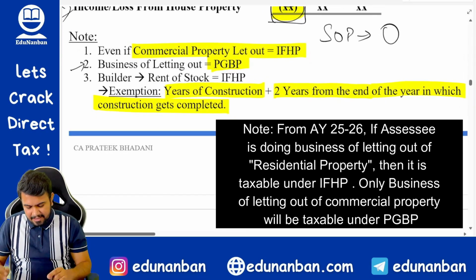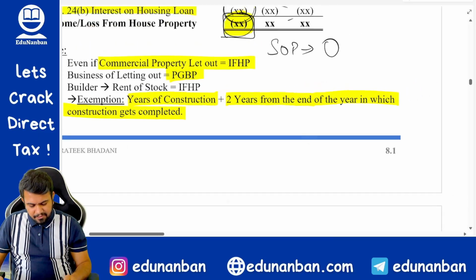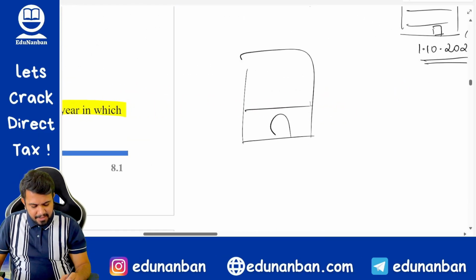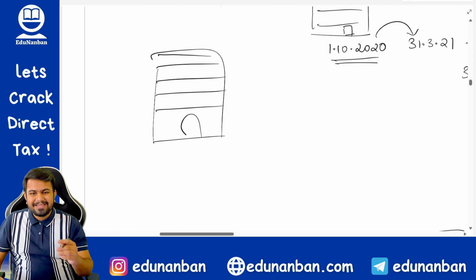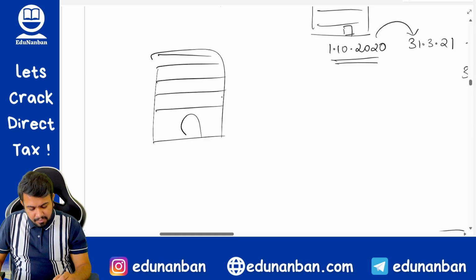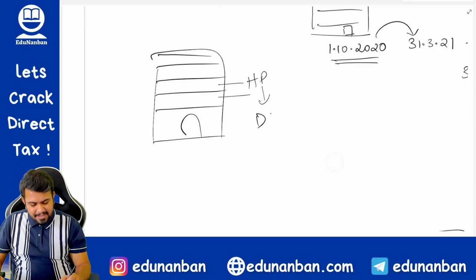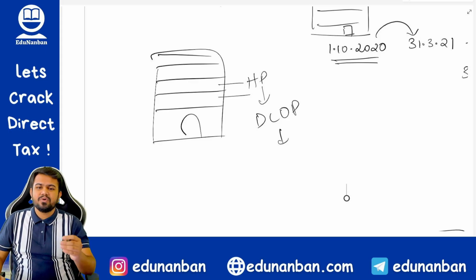And then lastly, when it comes to builder, there is a special provision. What is the provision? See here. Let's say a builder made a very big building where there are so many flats. Now, it will take some time for the builder to sell these flats. Fine. Now, till then, these buildings will be house property. Correct? And it will be considered as DLOP, and the builder has to pay tax under income from house property on all the unsold flats.